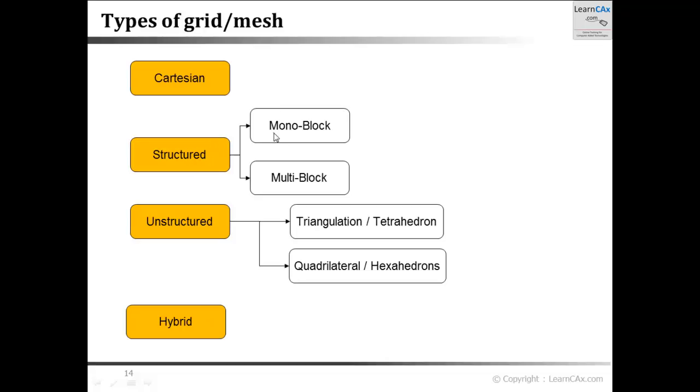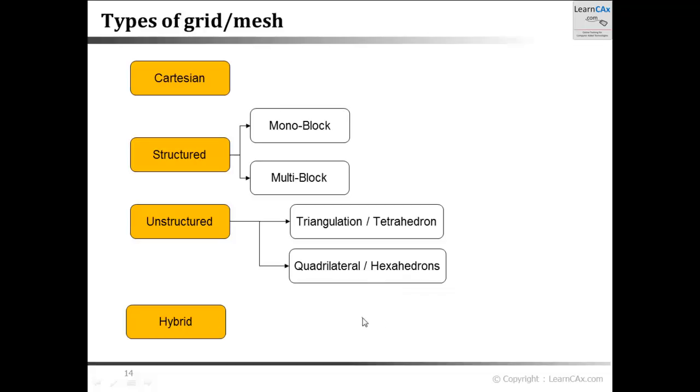Within structured, we have monoblock and multi-block types of mesh. This is related to the meshing technique that we use. These are not exactly elements, but are related to the process that we use in order to prepare the structured mesh. Within unstructured, we have either triangles or tetrahedrons. If the shape is complex, or if the shape is particularly simple and we can capture it with quadrilaterals or hexahedrons, we have these quadrilateral or hexahedron elements.